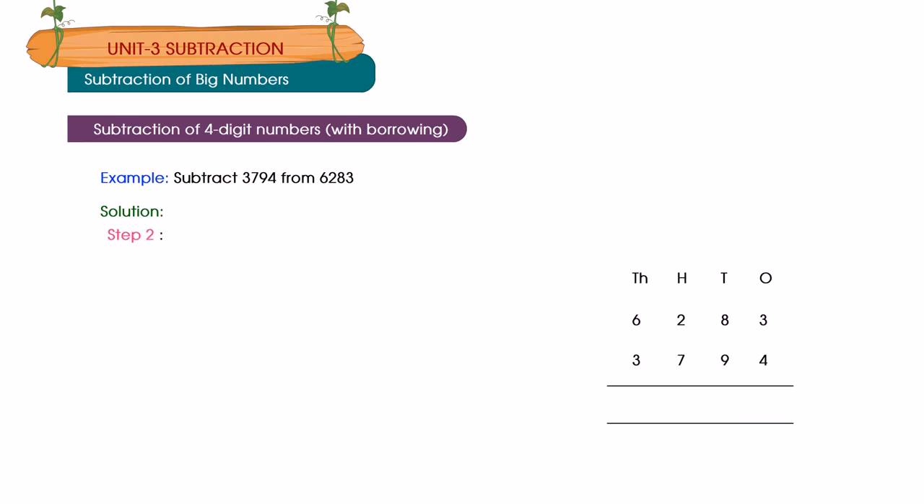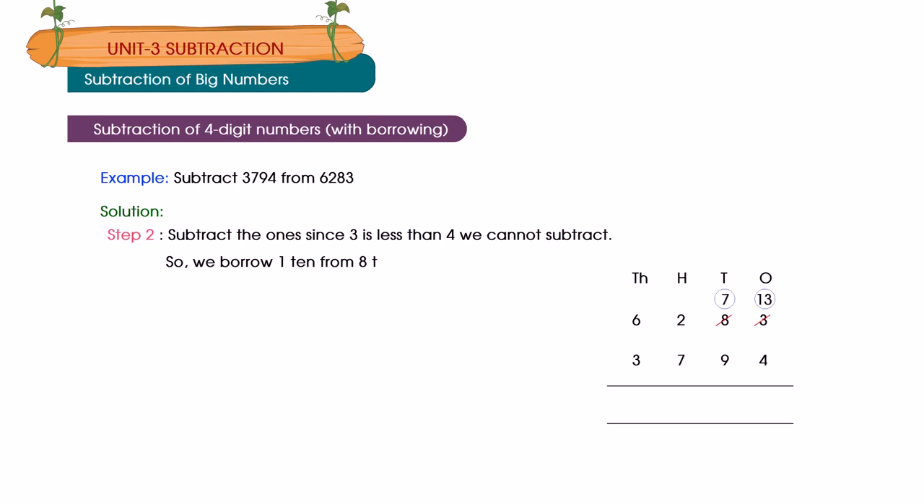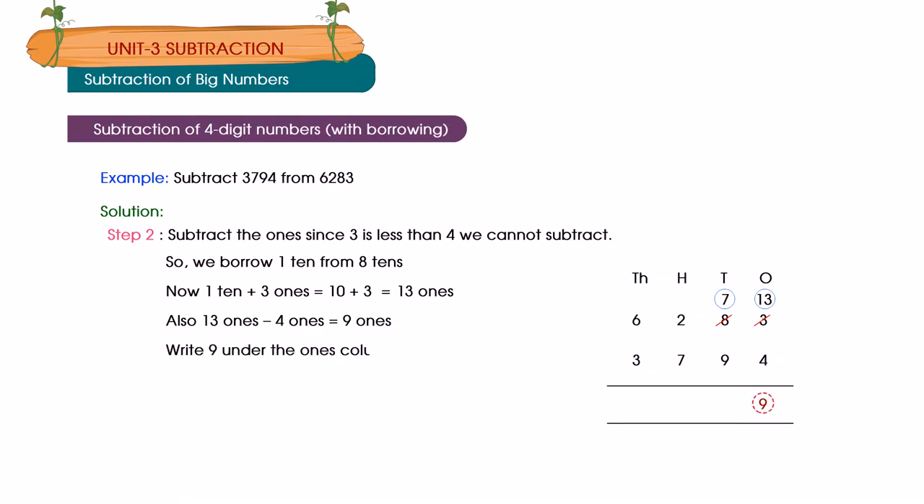Step 2. Subtract the ones. Since 3 is less than 4, we cannot subtract. So, we borrow 1 ten from 8 tens. Now, 1 ten plus 3 ones is equal to 10 plus 3 is equal to 13 ones. Also, 13 ones minus 4 ones is equal to 9 ones. Write 9 under the ones column.